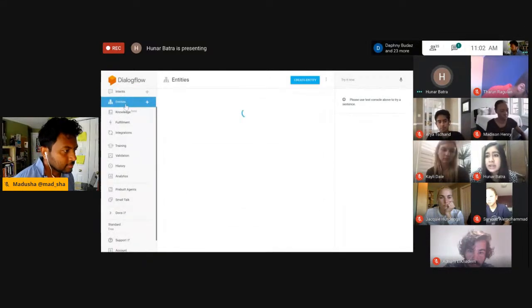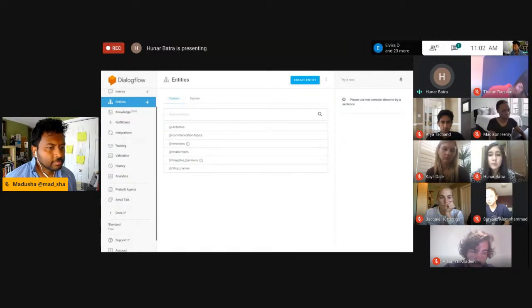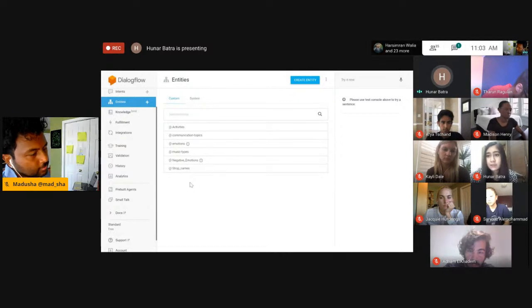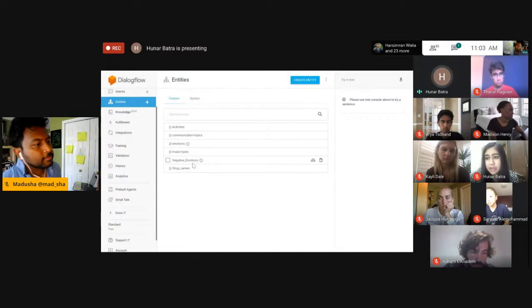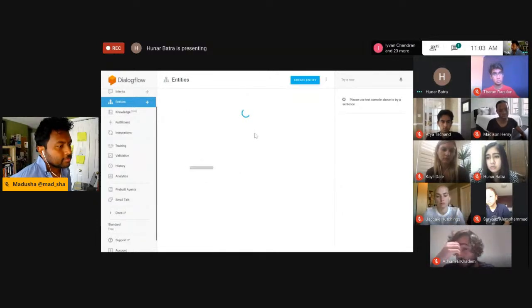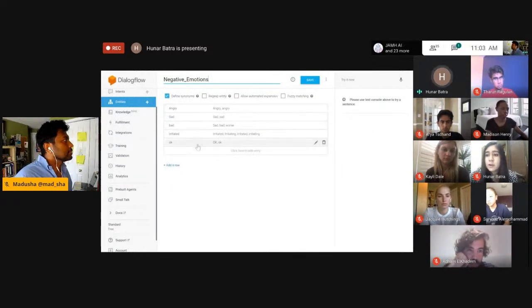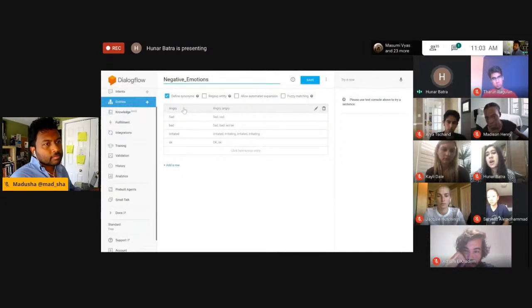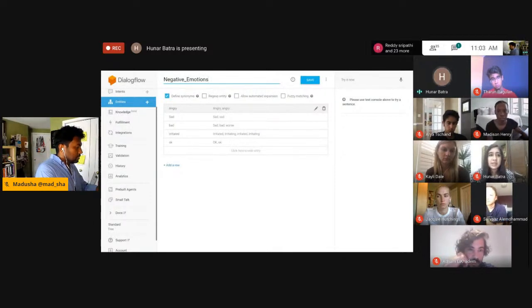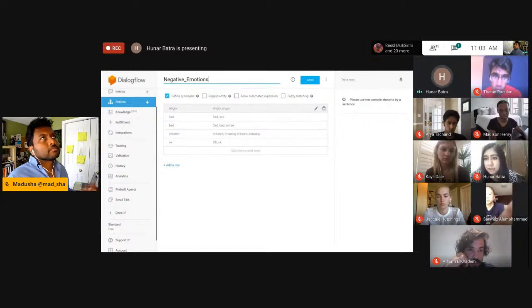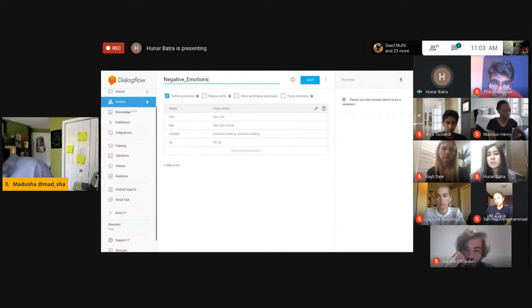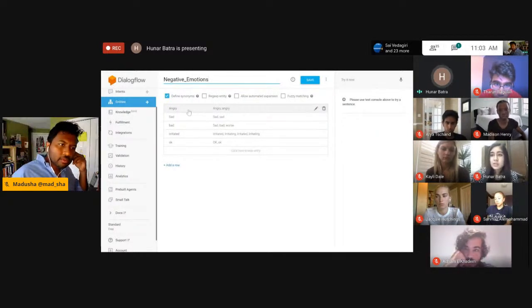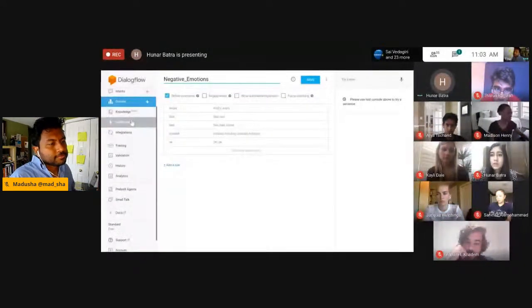And then we've got entities. Entities are basically the specific keywords that we're looking for in a sentence that a user is saying. We've made a few entities, like you can see negative emotions. Let me just open that. We've got a few words, and for every single word you can define synonyms, like the different words that the user could use to say that same thing. So entities are just some specific keywords that you're trying to analyze and understand from a query. If a user uses any of the words, like, okay, I'm feeling really sad or whatever, then you can understand that it's a negative emotion. So this is it for the entities.